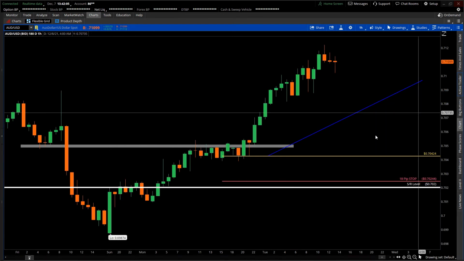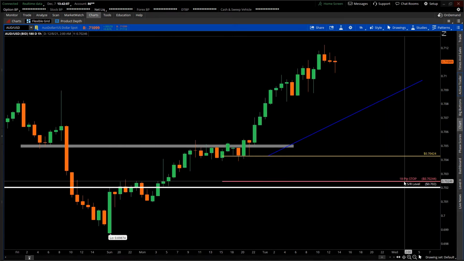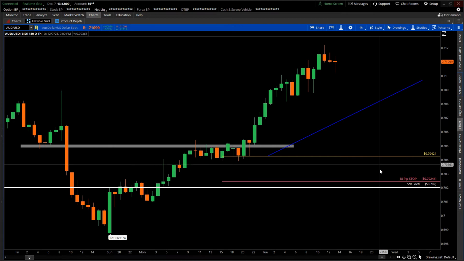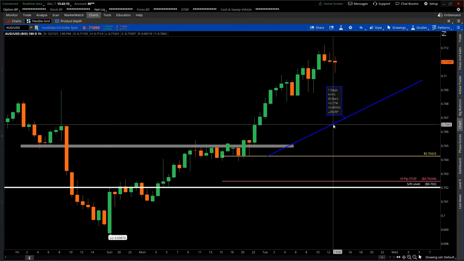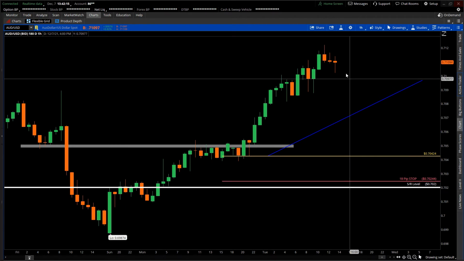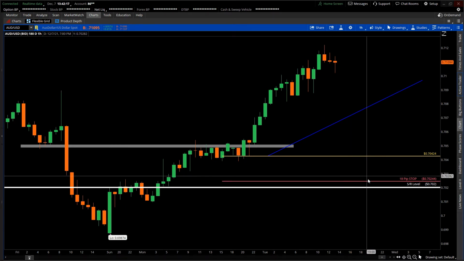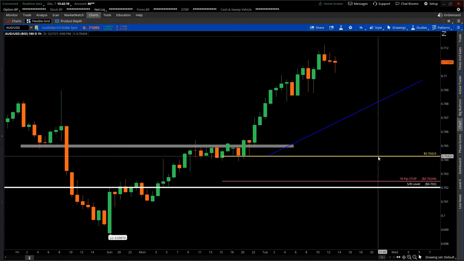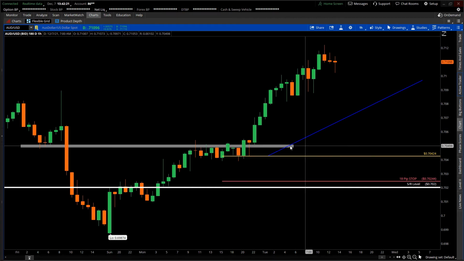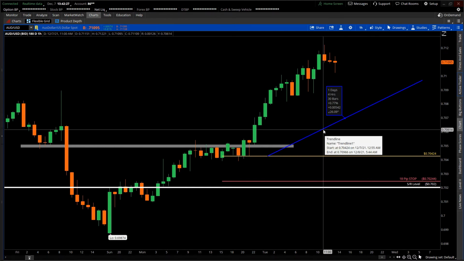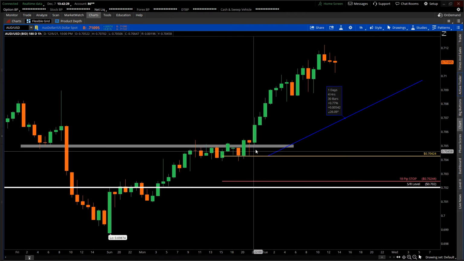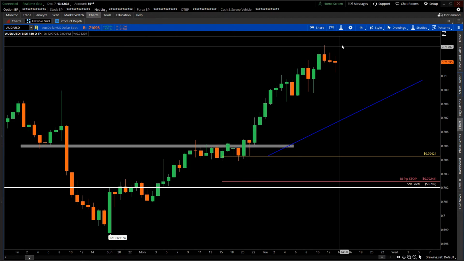What I'm going to do is move my 18 pip stop. I actually had a stop here last night when I went to bed, and I just took it off. I'm going to keep monitoring this. I'm going to move my stop tonight to about right here, so in case there's a sharp drop, at least I'm guaranteeing myself that this is a profitable trade.